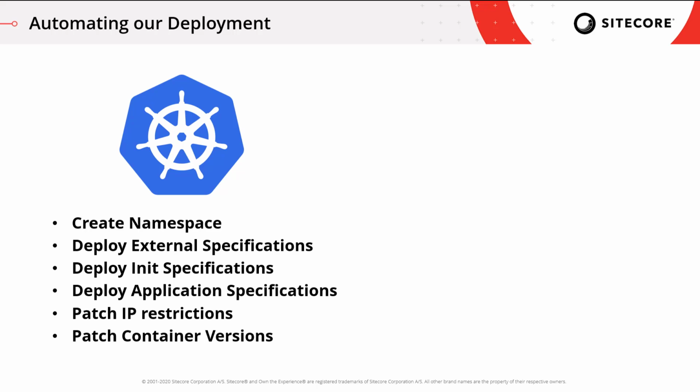We're then going to patch some IP restrictions in. This is a non-production site, so we don't want this available to the public. We want this to be locked down so only certain people can access it. And after that, we're going to patch our container versions to be pinned to the unique tag that we just created for the build we're deploying. And that's our Kubernetes deployment completed.